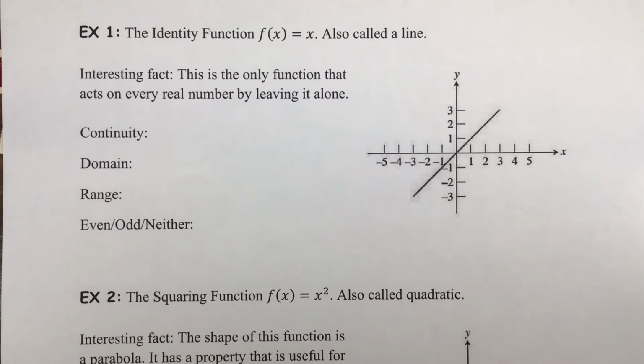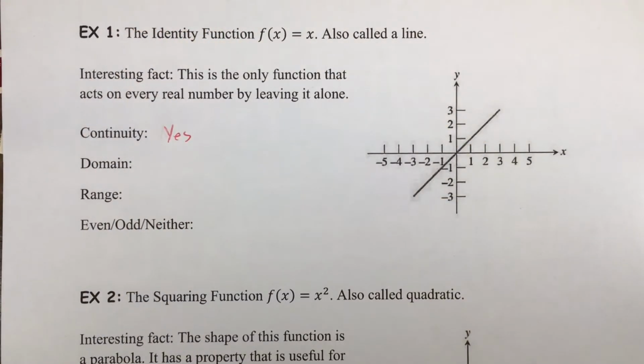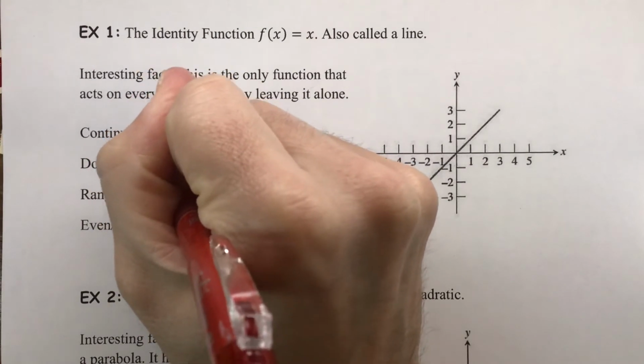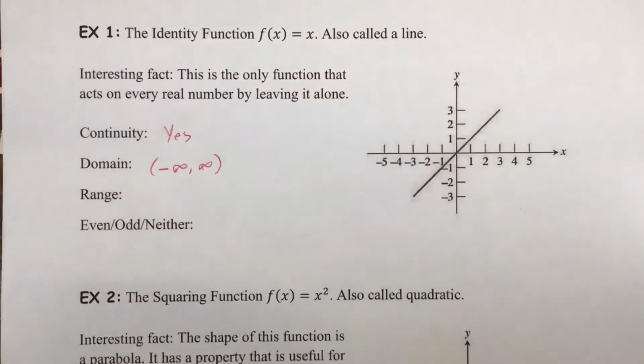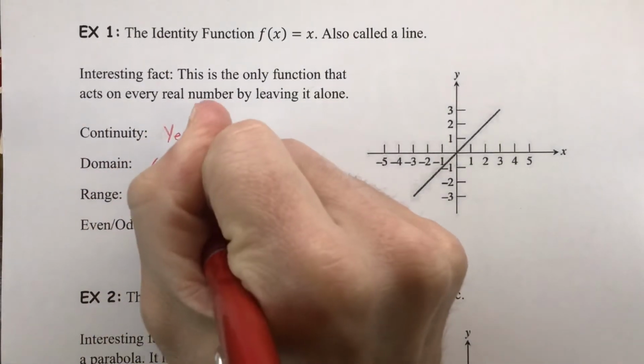There are no x values that this would be undefined for, or there's no reason to have any breaks or asymptotes in the graph. So continuity? Yes, it does. The domain is going to be all real numbers. The range is identical to the domain. It's going to be all real numbers, and in interval notation would also be negative infinity to infinity.